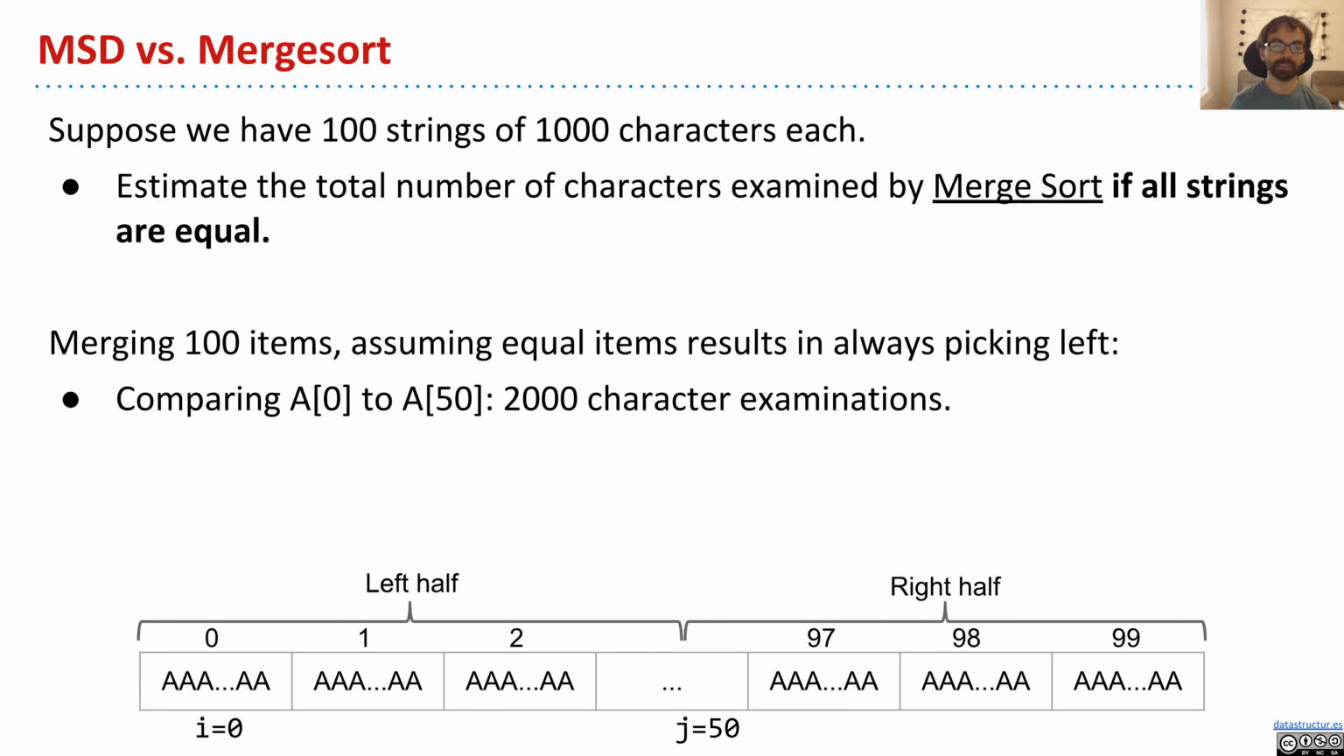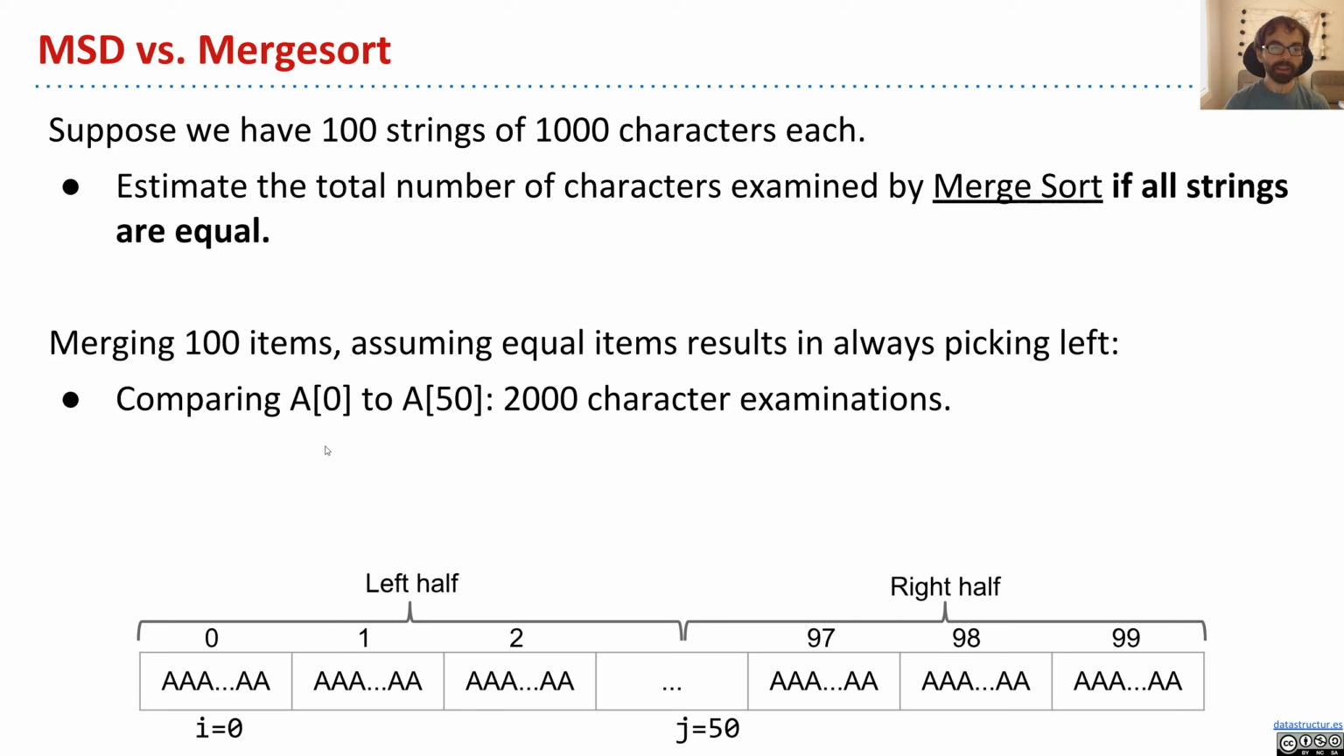And so I'll start with, let's say we want to merge 100 items. Okay, so we have 100 strings, and we're going to assume that they're all equal. And what we're going to also assume is that when two strings are considered equal, we're always going to pick the left when it comes to the merge. So remember, in merge sort, you look at two items and the smaller one gets copied, and then you advance a pointer. So I'm going to say if they're equal, you're always going to keep advancing the left pointer.